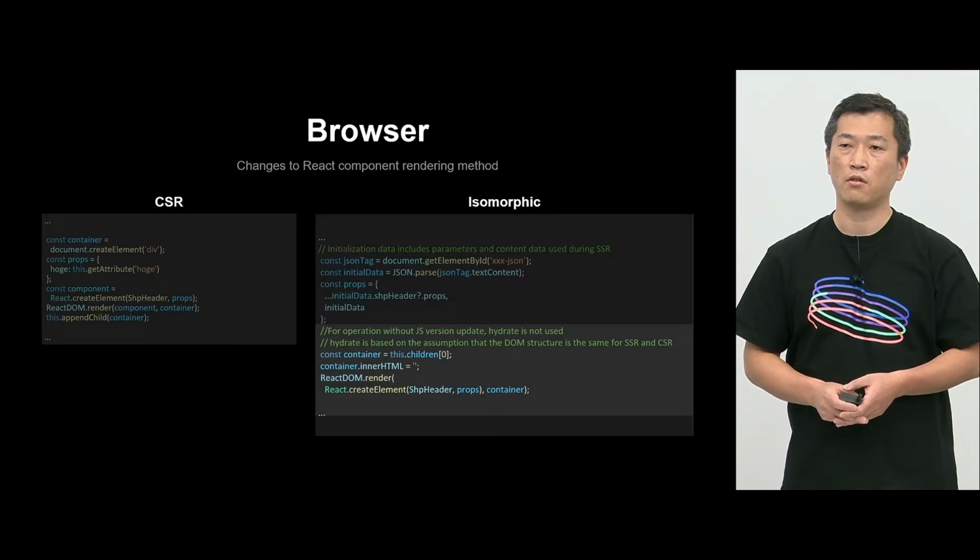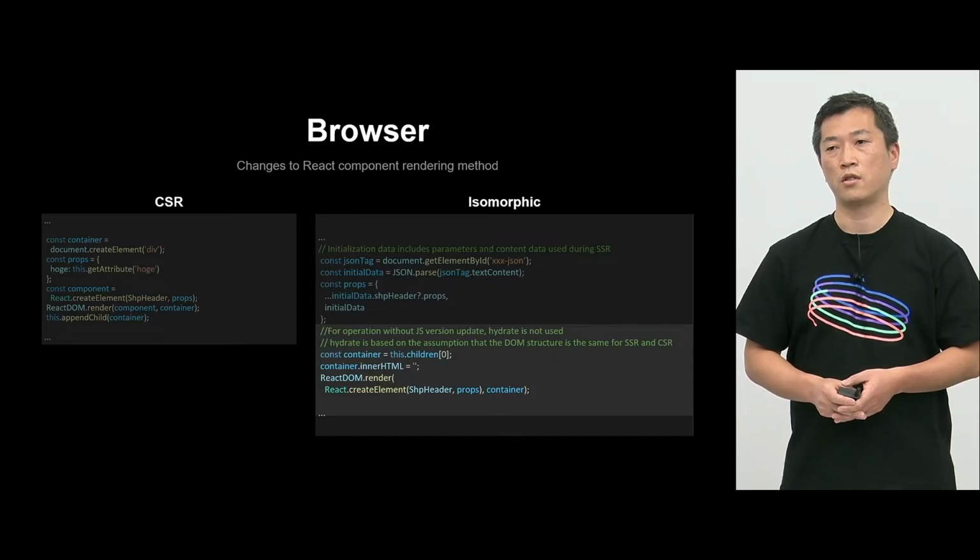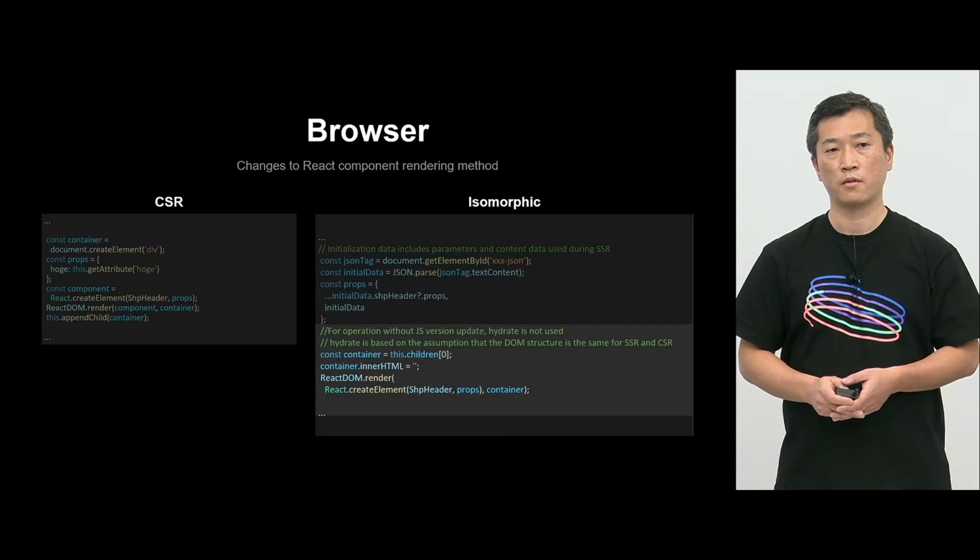So with hydrate, we have SSR and CSR. The DOM structure must be the same. That is the assumption. When releasing the change in PTAR, hydrate cannot update the SSR API and the React component used in CDN.js at the same time. So there may be a slight difference that makes it difficult to hydrate. That is why we use createElement.